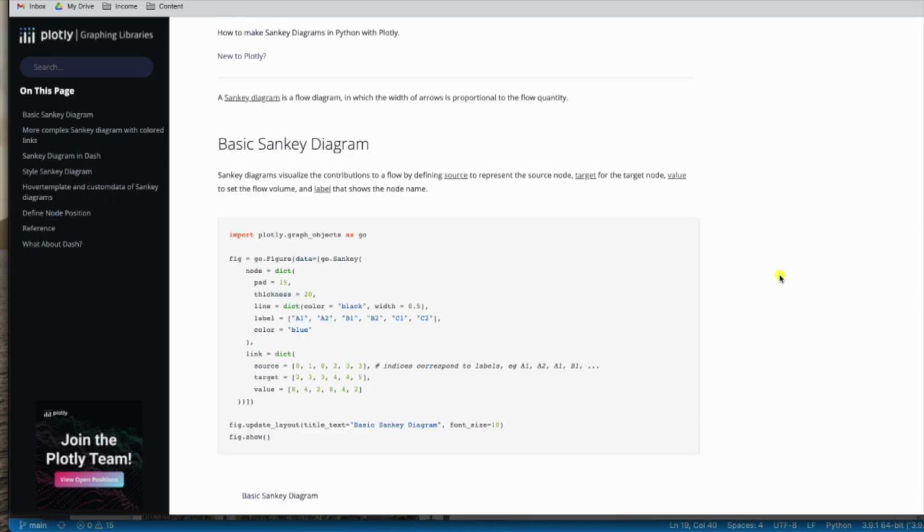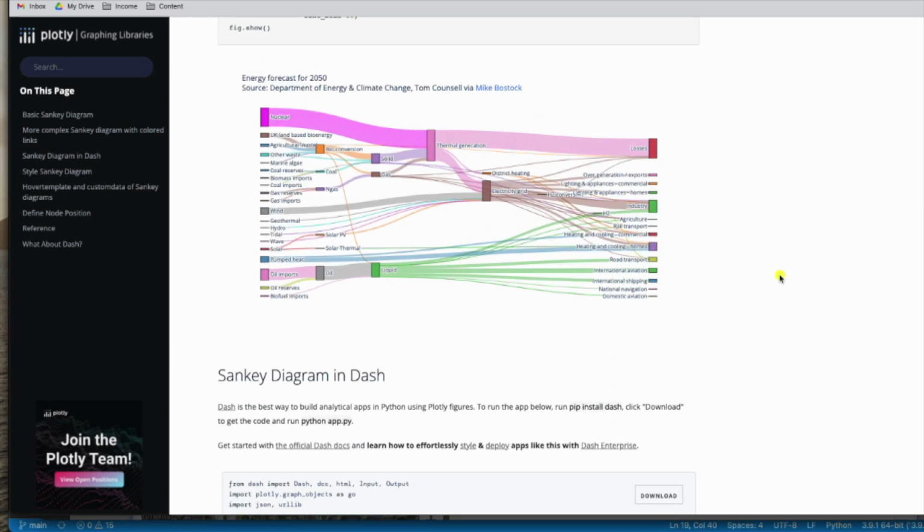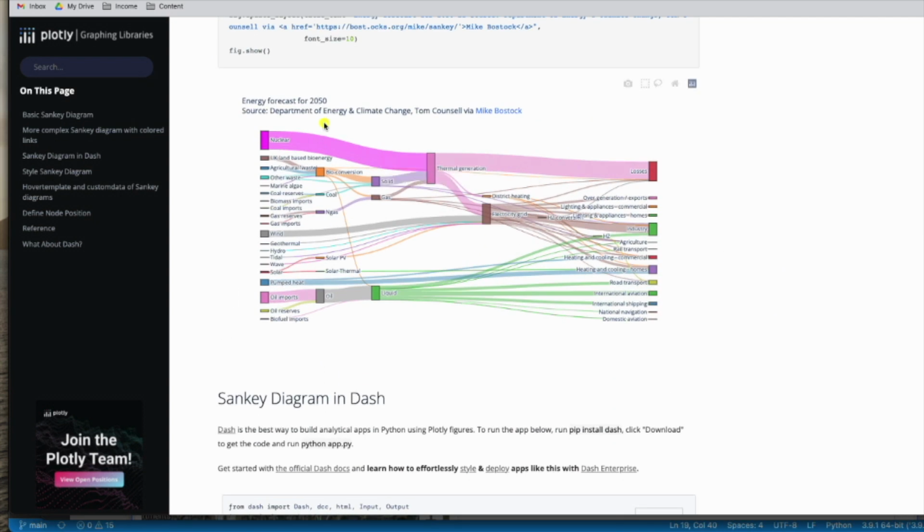So the whole idea of a Sankey diagram is that it allows you to see the flow of contributions visually. So in this example, we are looking at energy forecast for 2050, Department of Energy and Climate Change, and there's a lot of moving pieces here, but ultimately we have some starting points, which are our starting nodes, our end nodes, and the value between them.